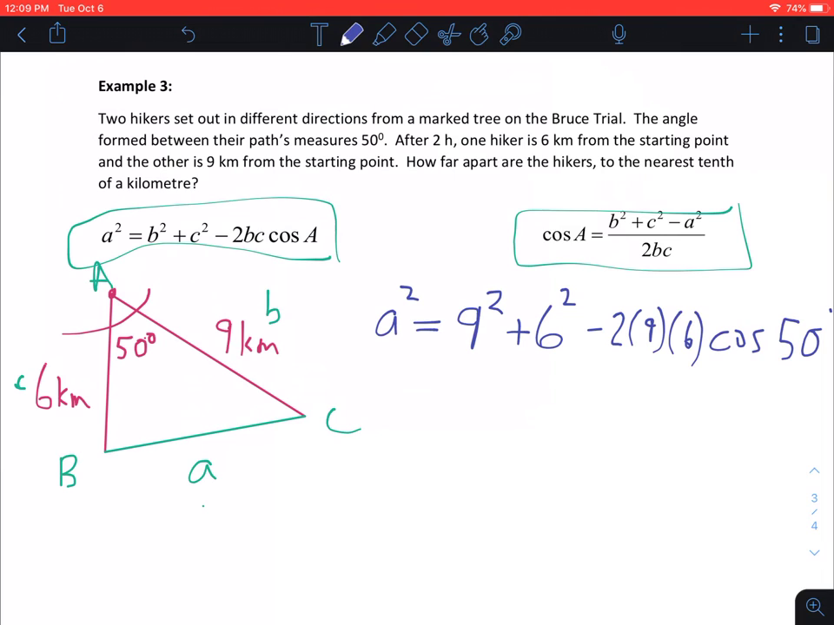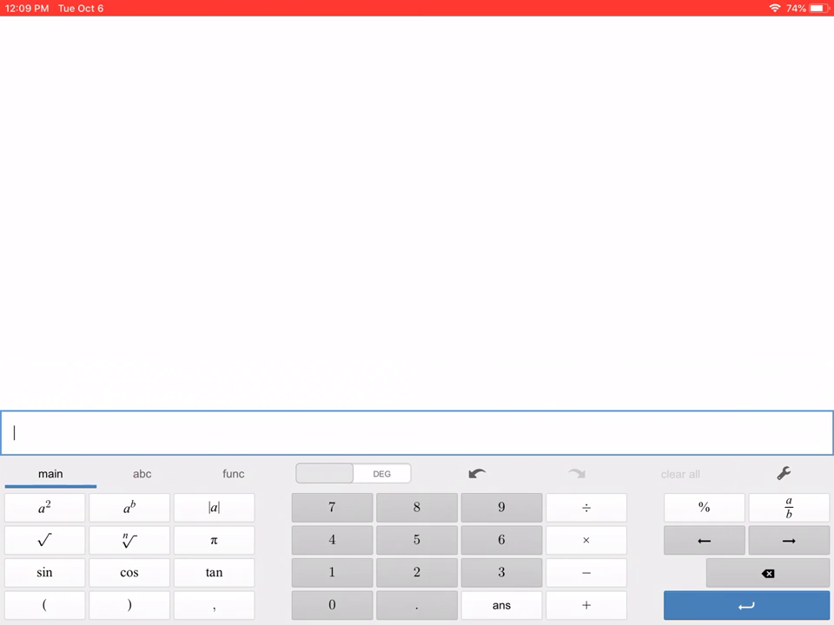Okay, and so we can use our scientific calculator to enter all of that in. So it will calculate A squared for us. Okay, so I'm going to type in 9 squared plus 6 squared minus 2 times 9 times 6 times the cosine of 50 degrees, and we see that we get an answer of 47.5789.